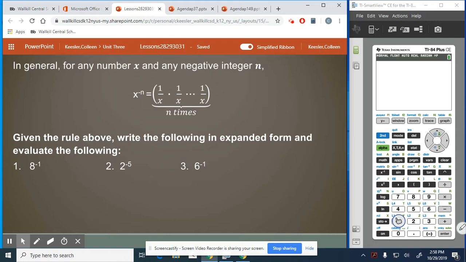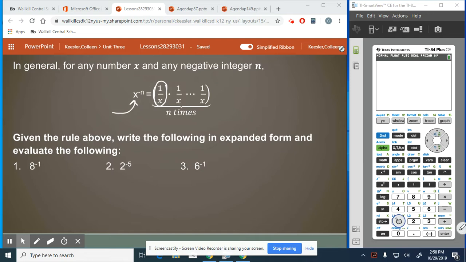equals 1 over x times 1 over x n number of times. So you take the base, which is x, turn it into its reciprocal, and then multiply that reciprocal times itself n times. The negative disappears once you do the reciprocal of the base.